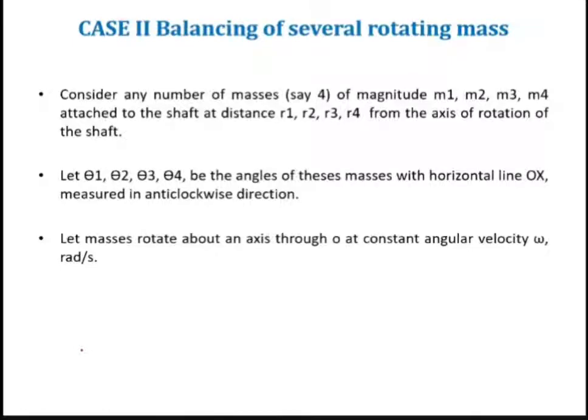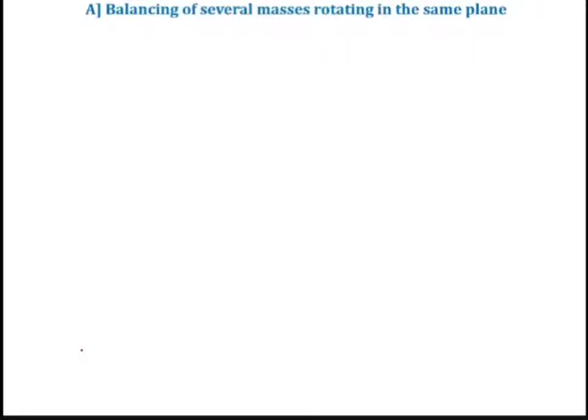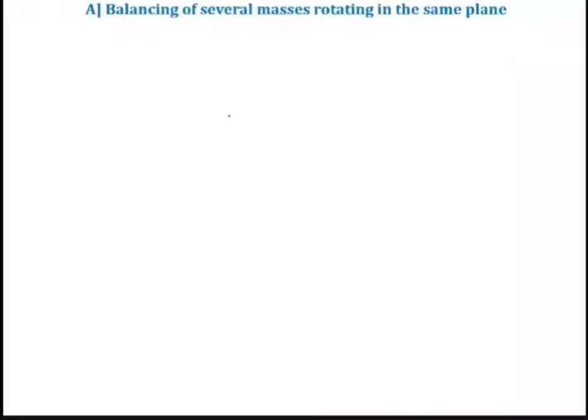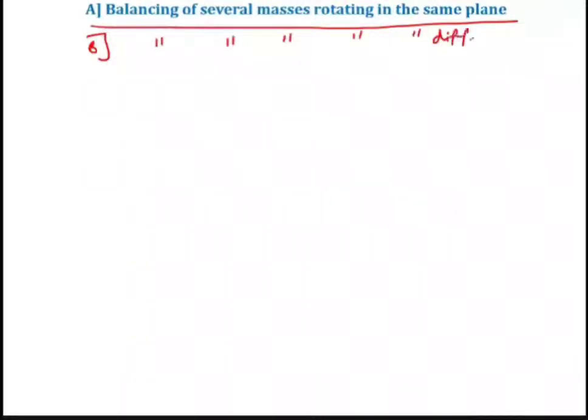Okay, now balancing of several rotating masses in the same plane. For this particular case number two, that is balancing of several rotating masses, again we have two subcases. What are the two subcases? Case A is balancing of several masses rotating in the same plane, and case B, we will study balancing of several masses rotating in different planes, right?